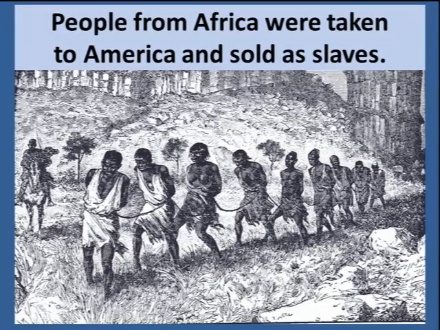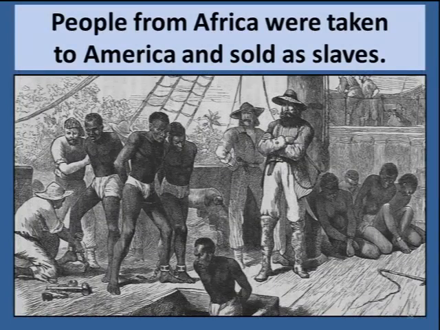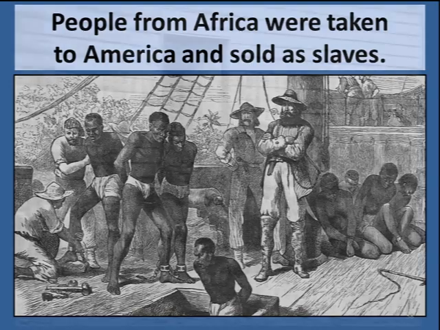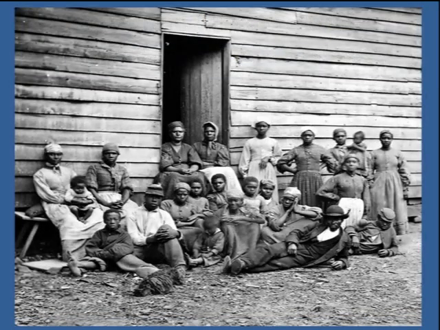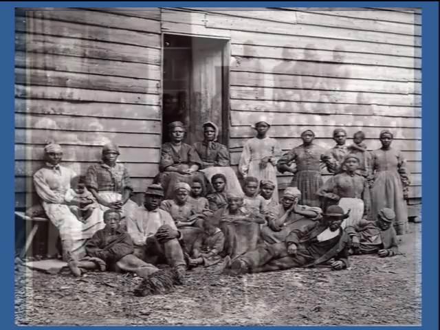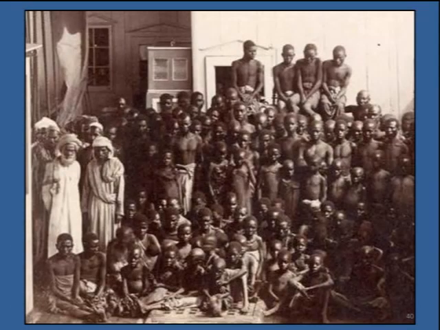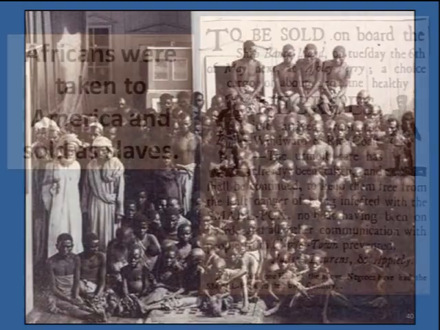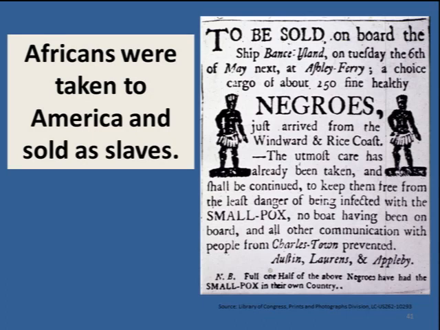Although Europeans came to America in search of freedom, at the same time, tens of thousands of people from Africa were brought here and forced to work without pay or rights of any kind. These people were called slaves. By the end of the colonial period, over 300,000 Africans had been brought to America as slaves. This advertisement for a slave auction was placed in a Charleston, South Carolina newspaper in 1760.